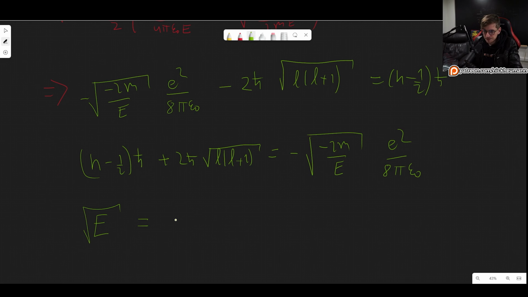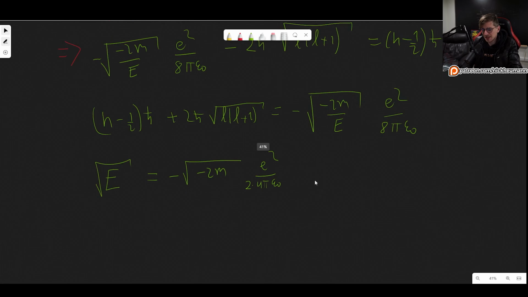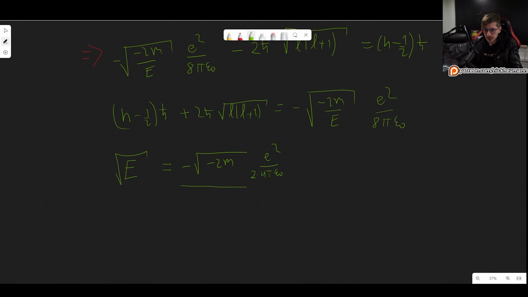Okay, and then we have here the square root of minus 2m, a minus sign. We have e squared divided by 2 times 4 pi epsilon 0. I'm writing it like that just to make it a little bit more apparent soon. Then we have this divided by all of those things. So n minus 1/2. I'm going to factor out the h bar. So we have this plus 2 square root of l plus 1. And then we multiply all of this by 1 over h bar. Okay, so this is the square root of the energy.